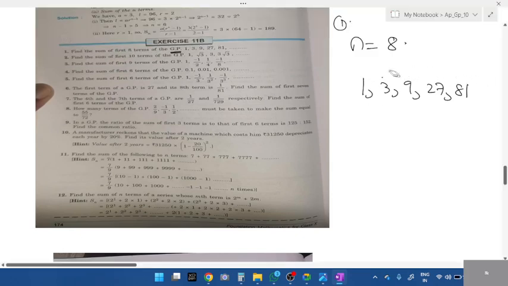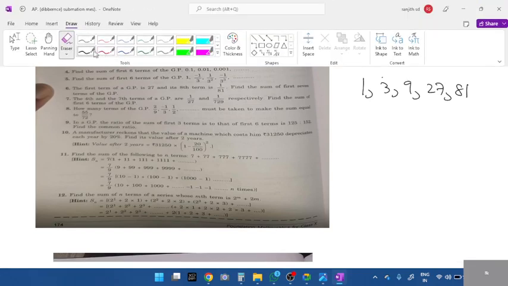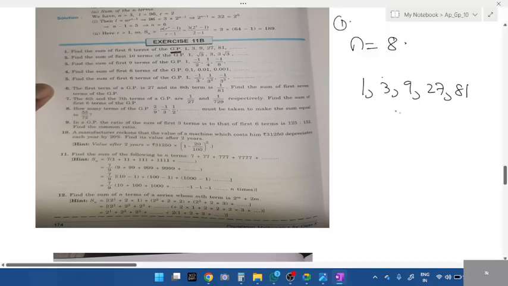Anyway, they mentioned there, GP question. How do you find the sum, students? We need to find the R value first. Everything depends on R. N is equal to 8, A is equal to 1. What is R, students? We don't subtract, we divide. How do you divide? 3 divided by 1. What is R? R is equal to 3. Isn't it greater than 1?